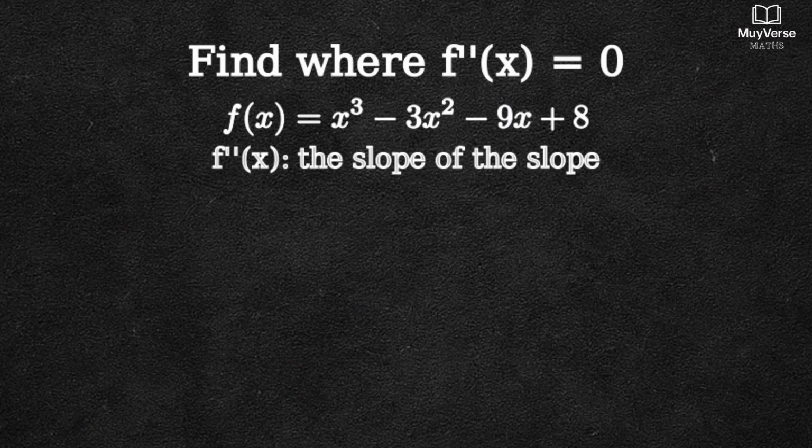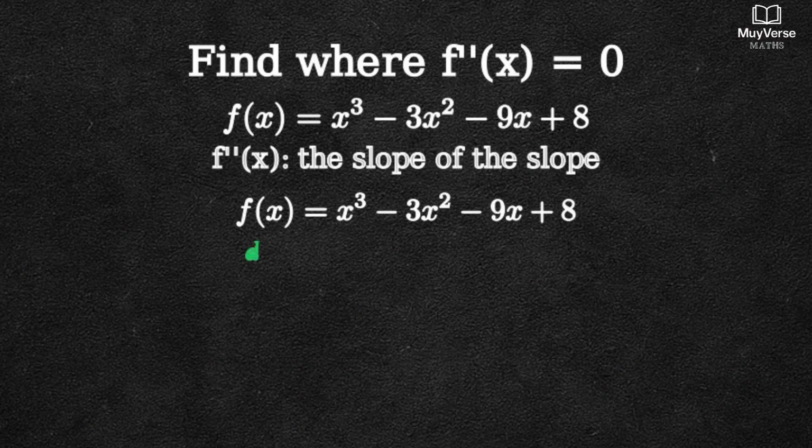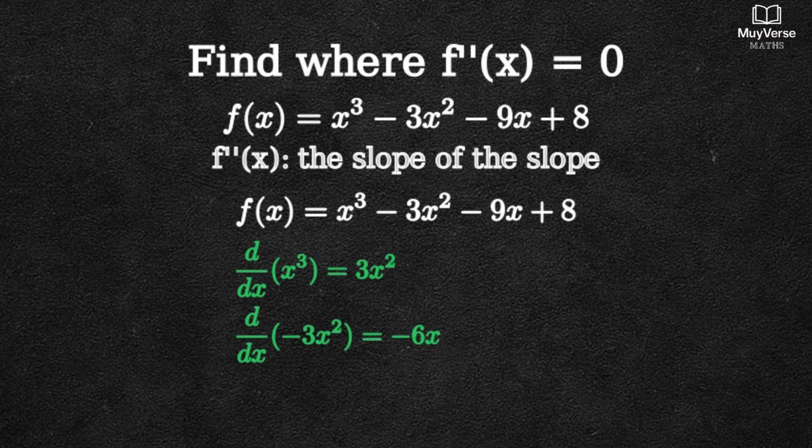Step 1. Find the first derivative using the power rule. For x to the n, the derivative is n times x to the n minus 1. We will take the derivative term by term. The derivative of x cubed is 3x squared. The derivative of negative 3x squared is negative 6x. The derivative of negative 9x is negative 9. The derivative of 8, a constant, is 0. Putting these together, f prime of x equals 3x squared minus 6x minus 9.